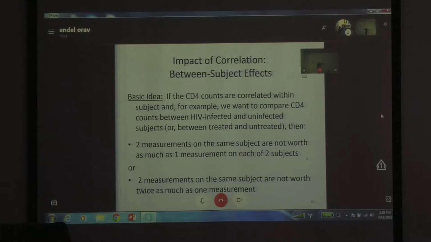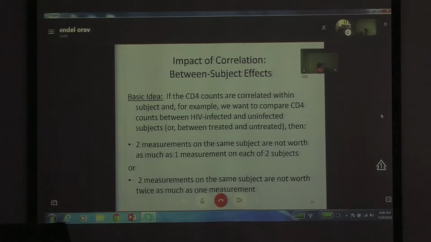So in a sense, 2 doesn't equal 2. 2 measurements on the same subject are worth less than 1 measurement on each of 2. Or another way to phrase the same thing, 2 measurements on the same subject are not worth twice as much as 1 measurement. 2 measurements on the same subject are still worth more than 1, but not twice as much as 1. And so you can think about it as, well, if I keep measuring the same person over and over again, do I win in terms of power?